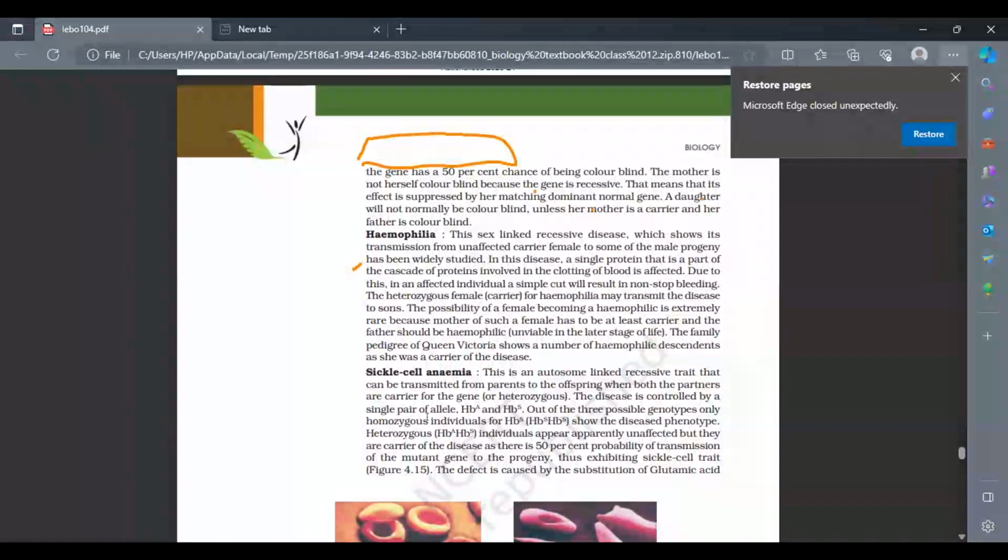Hemophilia is also known as a royal disease because it is there in the pedigree of Queen Victoria, where a large number of descendants do show hemophilia, as Queen Victoria was actually the carrier of the gene. Sickle cell anemia is again a recessive trait.